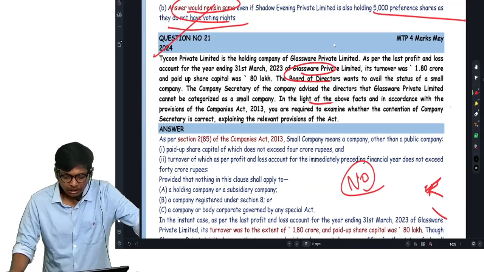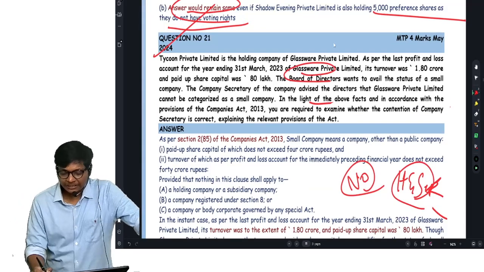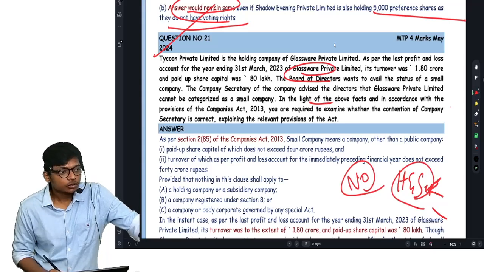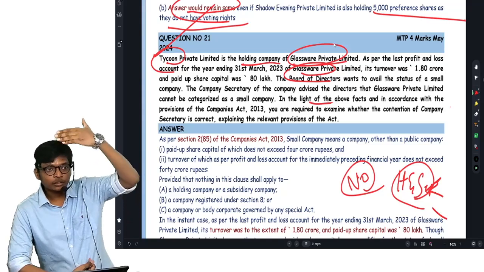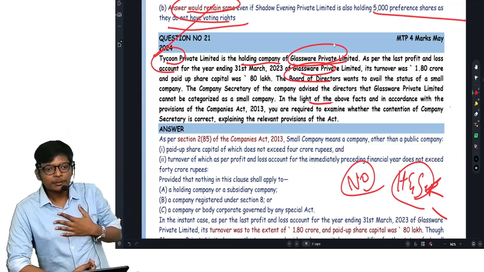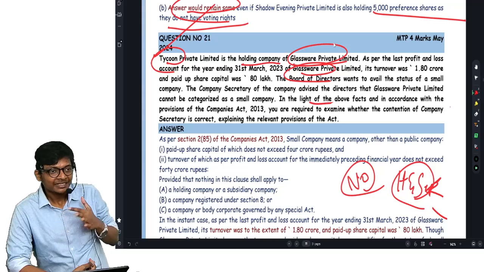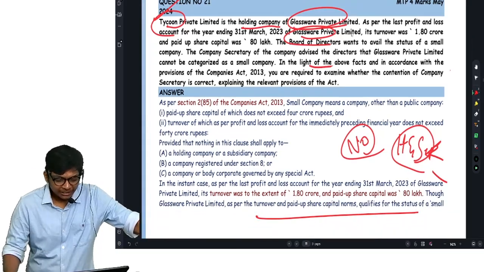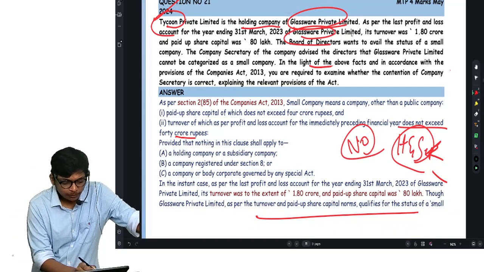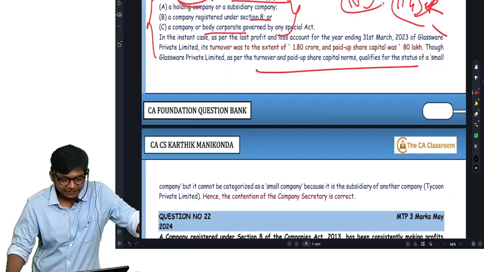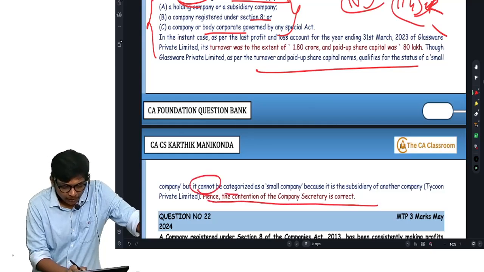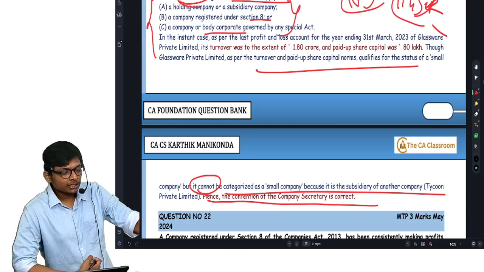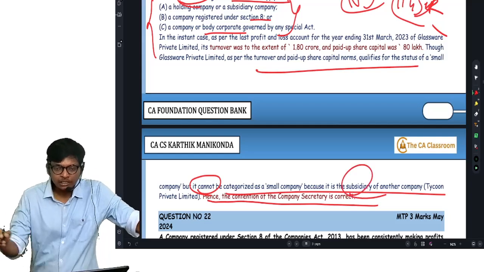The exception says a holding and subsidiary company cannot be a small company. Tycoon is the holding of Glassware. The minute a holding-subsidiary relationship comes, the limit does not matter. Look at this: does not exceed 40 crores, provided nothing in this clause shall apply to a holding or subsidiary company, a Section 8 company, or a company under a special Act. Therefore, the contention of the company secretary is correct. It cannot be categorized as a small company because Tycoon is the subsidiary of another company.